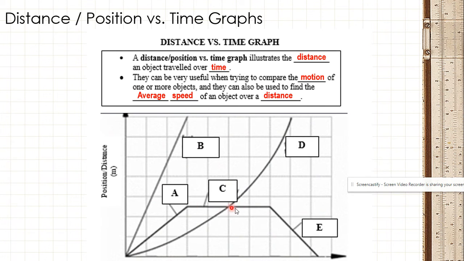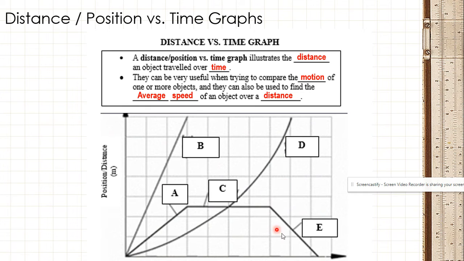C, the line is straight across, and we know in a distance time graph, when the line is straight across, it is not moving or stopped. D, the line is moving up, but it's curved upward. And so that means the line moving up is moving away from the starting point. And because it's curving up, it's moving away from the starting point at an increased speed. So the speed is speeding up as it moves away from the starting point.